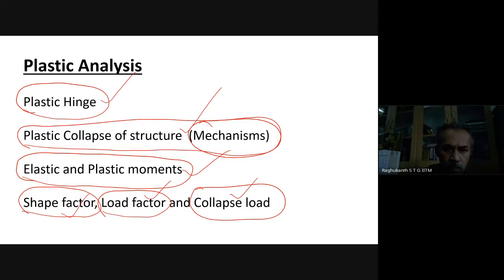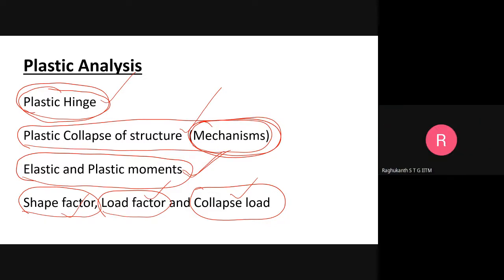So plastic analysis, and collapse, is related to hinges only. You have to find out where the hinges are going to get formed, and the load which causes a sufficient number of plastic hinges to collapse a structure is our collapse load. That we call a mechanism. The mechanism is what we call the collapse: how many hinges, and how the structure is going to collapse. Finally, using elastic and plastic moments, shape factor and load factor, we are going to find out the collapse load.